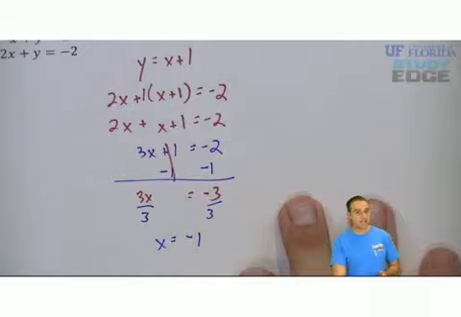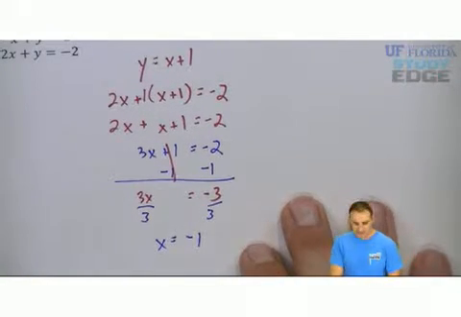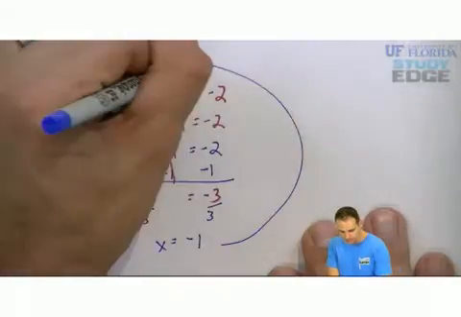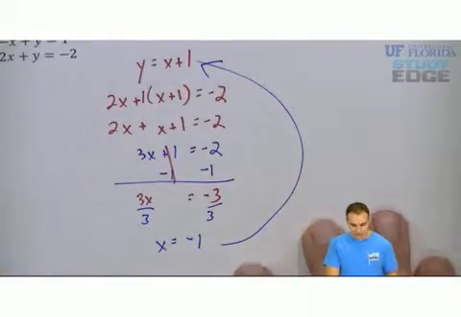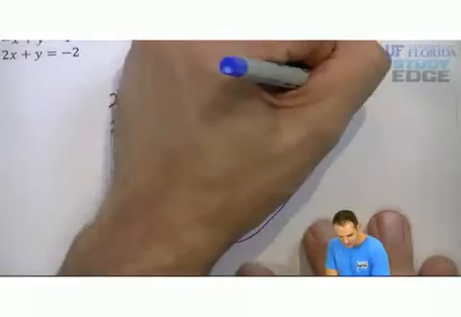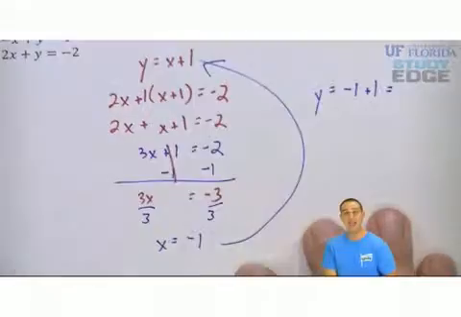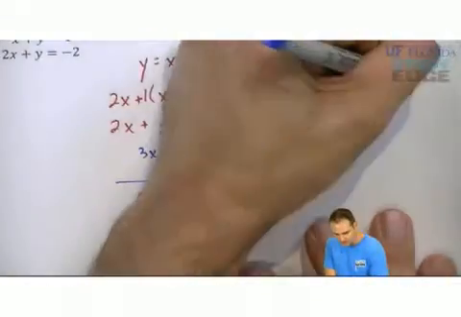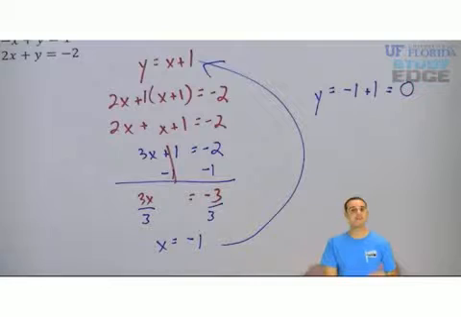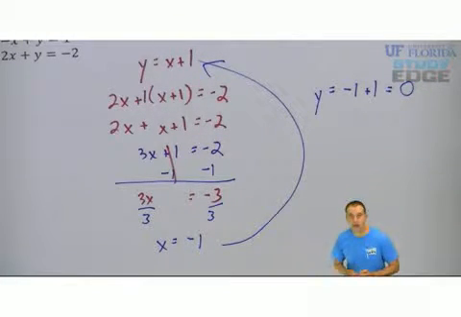So that's x. Now you plug back in and solve for y. In this case, I'll plug back into the equation that's already solved for y. I'll get y equals x, which is negative 1, that's what I solved for, plus 1. And negative 1 plus 1 will give you 0. So that means x is negative 1 and y is 0. X is negative 1 and y is 0.